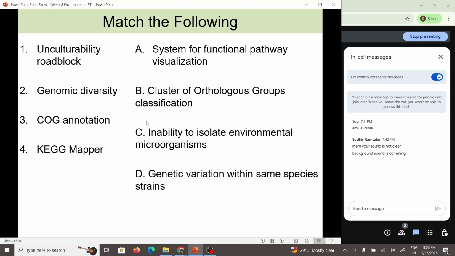So the next match the following question is unculturability roadblock. That can go with C, inability to isolate the environmental organisms. Genomic diversity goes with the genetic variation within the same species strains. And the next is the COG annotation, that is cluster of orthologous groups classification. And the last one is the KEGG mapper, that goes with system for functional pathway visualization. So 1C, 2D, 3B, and 4A.